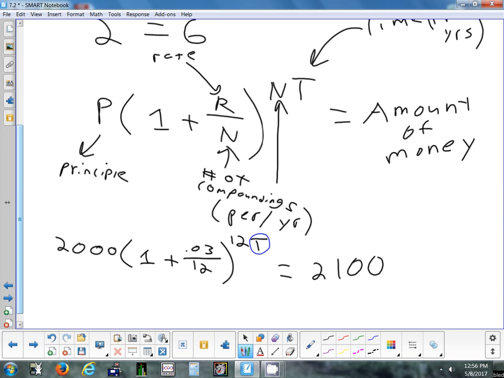You've got a little arithmetic. You could do 0.03 divided by 12 and then add 1. You could simplify that, and you could divide by 2,000 and bring that to the other side. But the point I just wanted to show you is the variable is in the exponent.